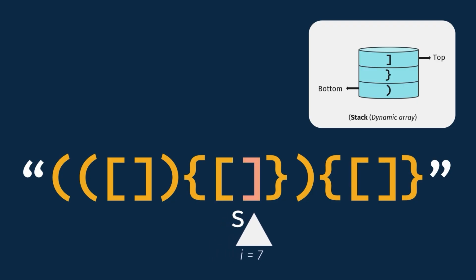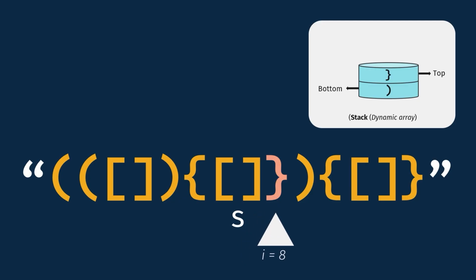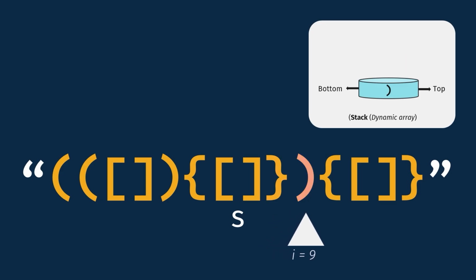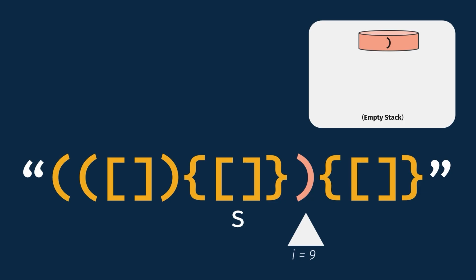At index 7, we encounter a closing bracket, so we pop the top element from the stack and verify it matches the current closing bracket. It does, so we continue. At index 8, we find another closing bracket, so we pop the top element from the stack and verify it matches the current closing bracket. It does, so we continue. At index 9, we encounter a closing bracket, so again, we pop the top element from the stack and verify it matches the current closing bracket. It does, leaving our stack empty.